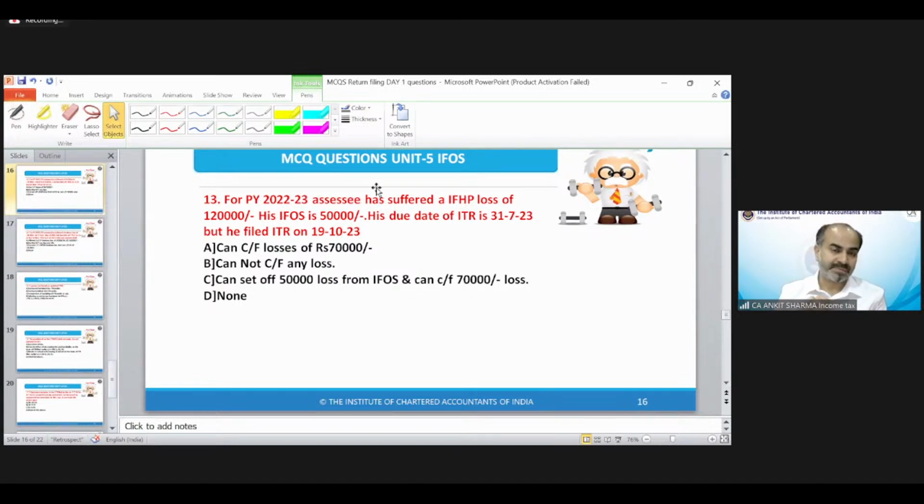Question number 13. For previous year 22-23, the assessee has suffered an income from house property loss of 1,20,000. His income from other sources is 50,000. His due date of ITR is 31st July 2023, but he filed ITR on 19th October 23. Now, what would be the correct answer?